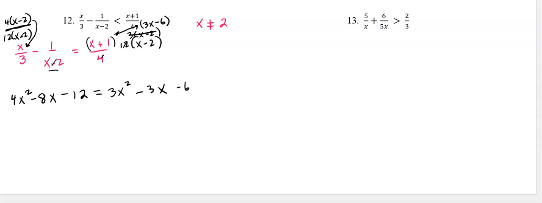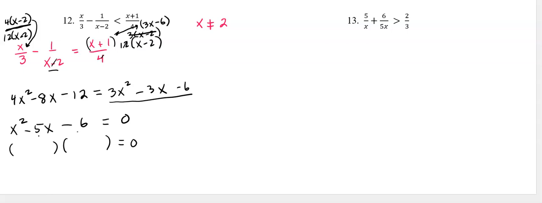Okay, so it looks like we're going to end up with another quadratic, so we need to make it equal to 0. I'm just going to take these terms and undo them so that the right side becomes 0. So subtract 3x squared, add 3x, add 6, and now we're going to solve by factoring. The factors of negative 6 that add up to negative 5 would be negative 6 and positive 1. And so my two solutions from the equation form of this problem are 6 and negative 1.